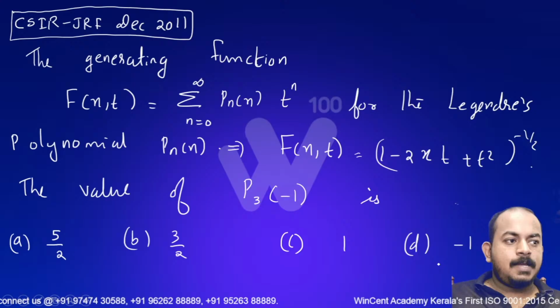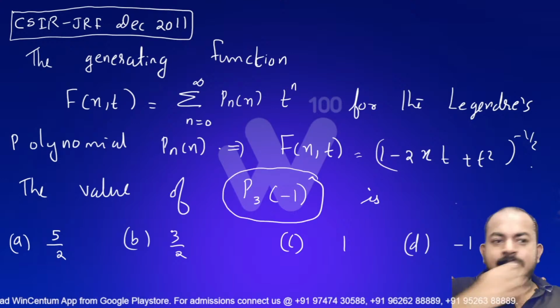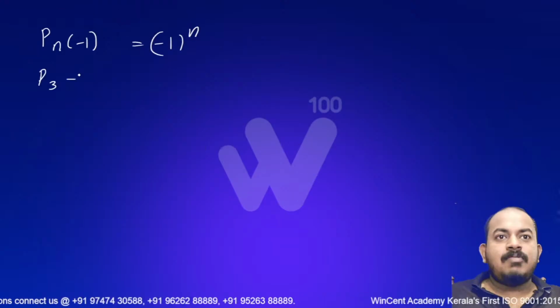Okay, so we can approach this question in two different ways. We have already learned the form of Pn(-1), right? So we know Pn(-1) is minus 1 to the power n. Here it is asked to find P3(-1), which will be minus 1 to the power 3, which is equal to minus 1. So literally, we got the answer. We don't need to do big calculations for this. So the answer is option D. Okay.